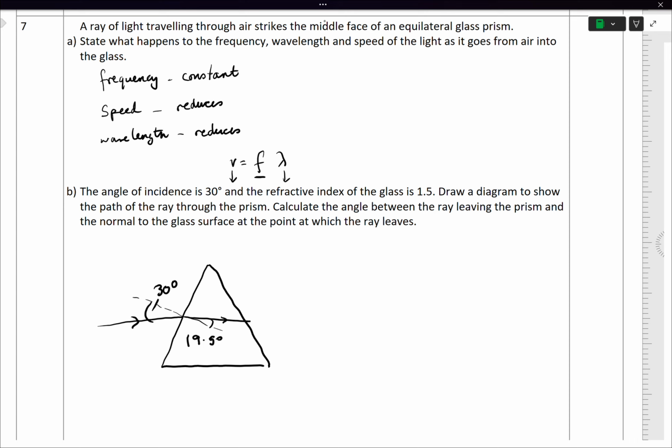Since this is 19.5, we can fill in the other angles on our triangle here. The third one allows us to find the size of this internal angle, which comes out as 40.5 degrees. Then again, we use Snell's law. The ray bends away from the normal down here, and this final angle should come out as 76.9 degrees.